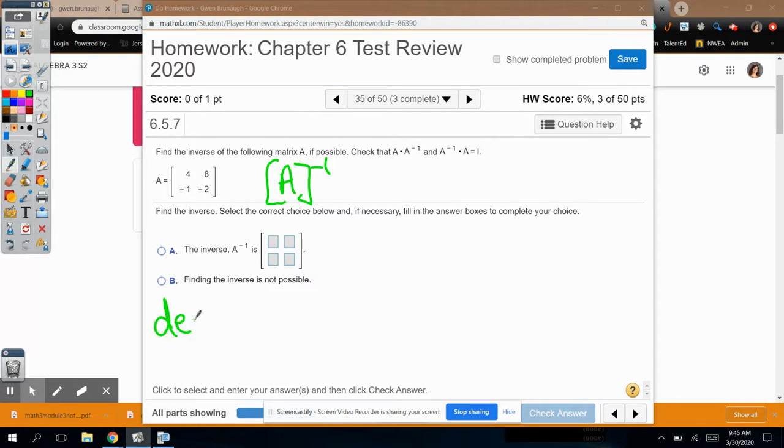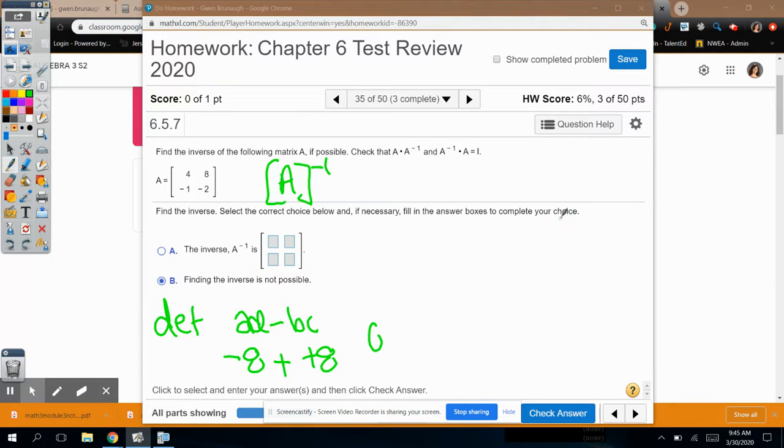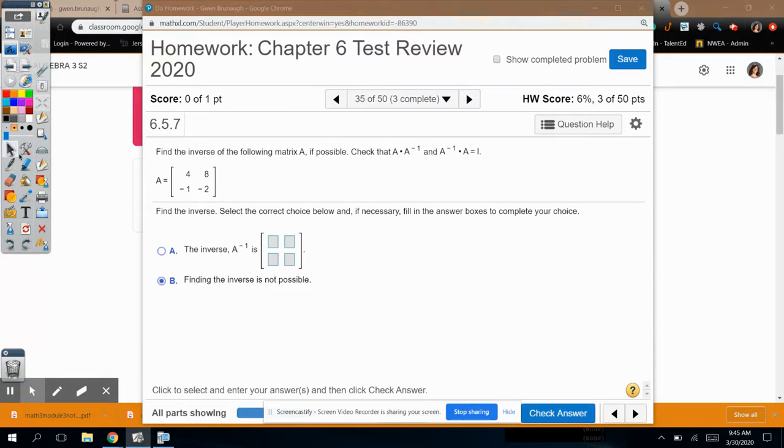First, I'm going to determine if there is a matrix inverse by finding the determinant, which again is AD minus BC. Those cross multiplying here. So I have a -8 minus -8, which is 0. And because it is 0, there is not going to be an inverse because the matrix equation would be 1 over 0, and you are not allowed to divide by 0. So there is not an inverse on this. I'm guessing your calculator would tell you some sort of error.